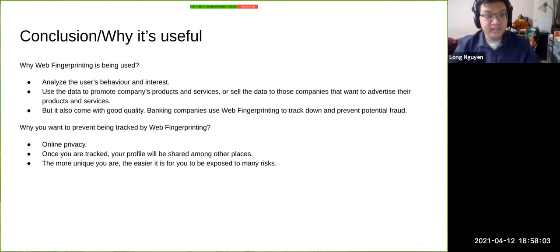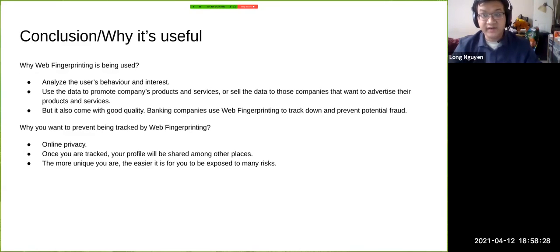So why do you want to avoid being tracked by web fingerprinting? Because of your online privacy. Once you're being tracked, your profile will be out there for companies to use for advertisement or to do things without your consent. The more unique you are, the easier it is for you to be exposed to many risks, because they can identify you from other users.